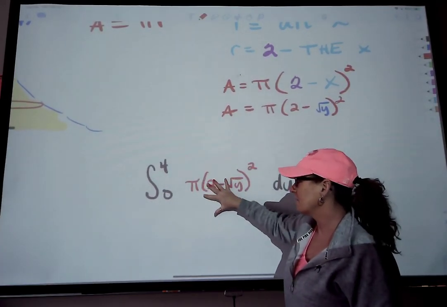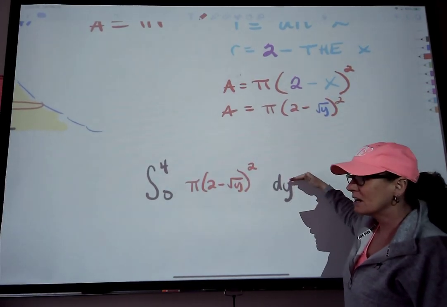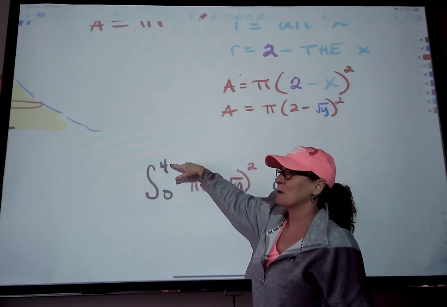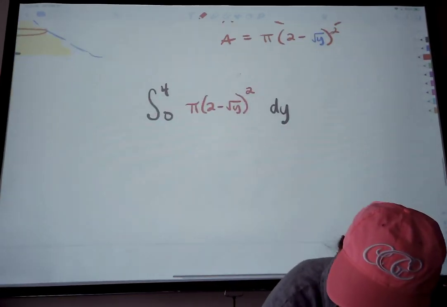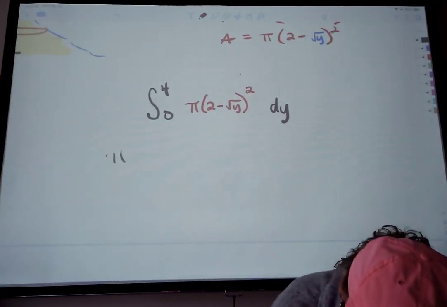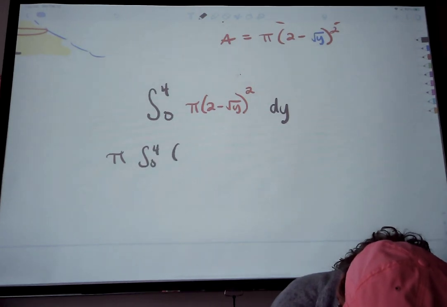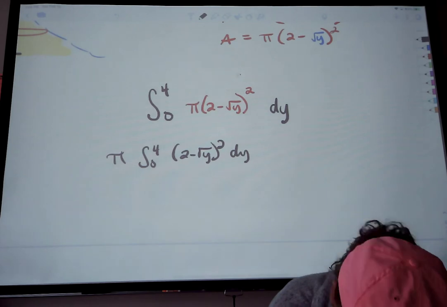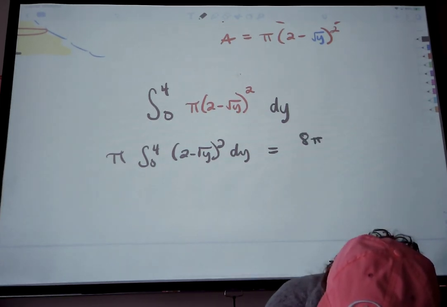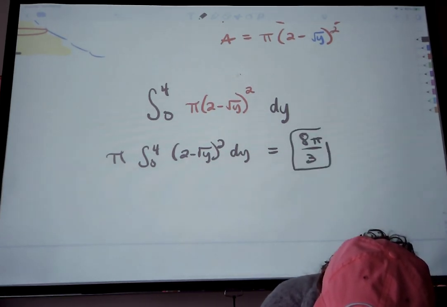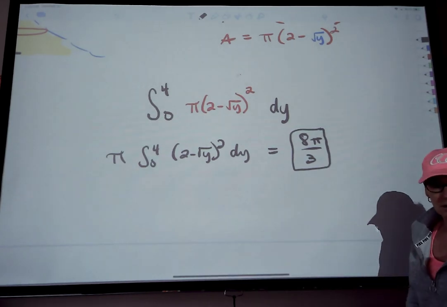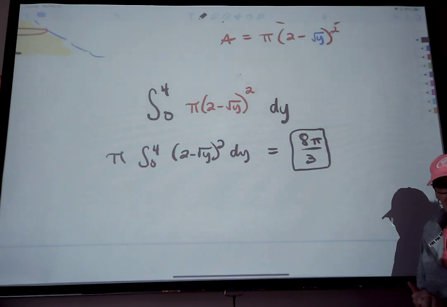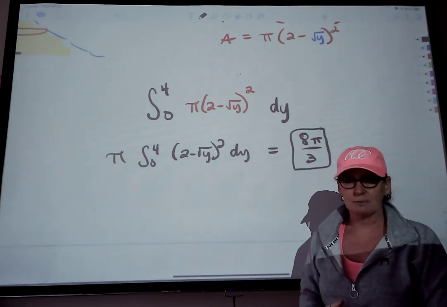This is the area of each plate. This is the thickness of each plate. Here's where our plates stop. Here's where our plates start. Here's where our plates stop. Before you do an integral, you might want to pull the pi out. And I get 8 pi over 3. Okay, sorry this was so long. Good luck. Step out of that comfort zone. Ask me questions if you get stuck.